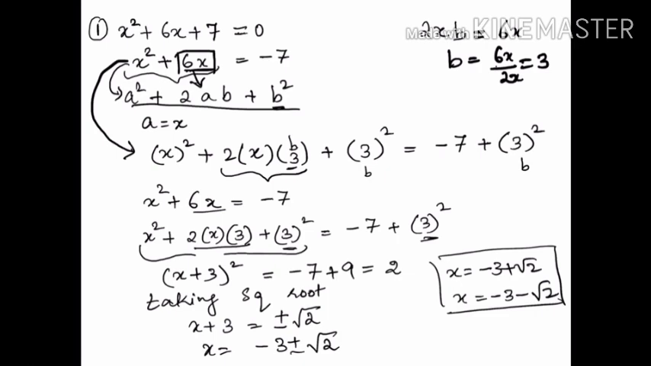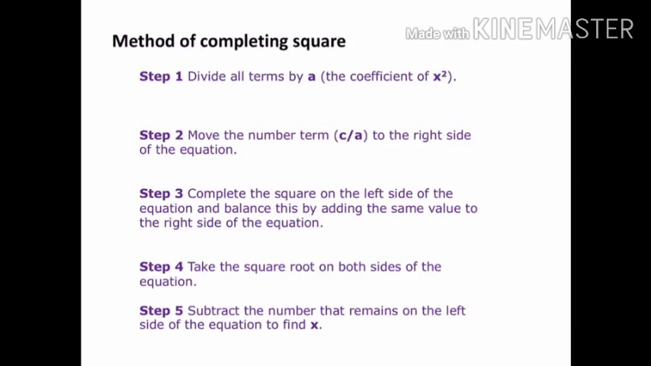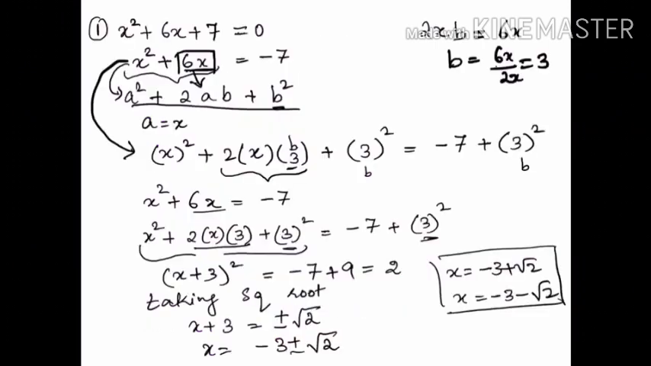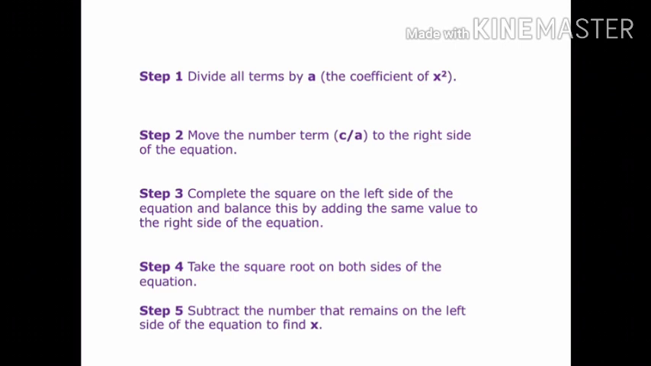So let's list down the steps that were involved in this process. Step 1. Divide all terms by a, the coefficient of x square. In the example that we solved, the coefficient of x square was 1. So we didn't need to divide the whole equation by coefficient of x square. So if the general form is ax square plus bx plus c equal to 0, then on dividing by the coefficient of x square, we get x square plus b upon a times x plus c upon a equal to 0.